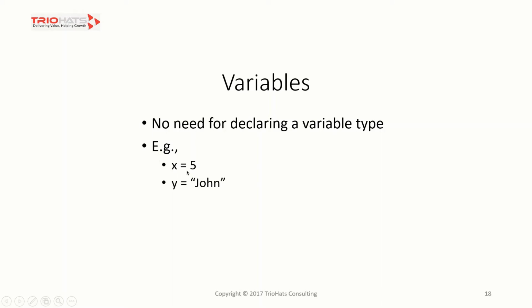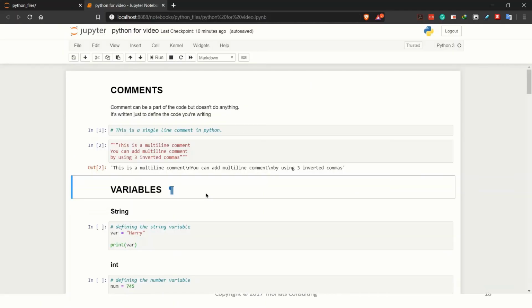So for example, here x is a variable. I have stored an integer 5, so x becomes 5. Python knows what variables you are defining, so you don't need to explicitly tell Python what variables I'm going to define, right? Here, as you can see, there are two variables defined. One is an integer, one is a string. x is 5, y is John. x becomes an integer variable, y becomes a string variable. Let's move on to code so that I can show you how to define it.